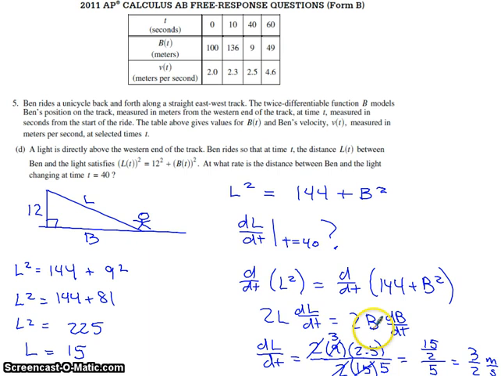So I knew that at 40, B was equal to 9, so I put 9 in place of B. I knew that dB/dt, the derivative of position, is just velocity, and at 40 the velocity was 2.5. I knew that at 40 I needed to have a value of L, and I already knew what the value of B was at 40. B was 9, so I went ahead and used my Pythagorean theorem over here to figure out what L was when the light post was 12 meters tall and B was 9 meters, and that ended up giving me 15 for L. So I put 15 in place of L. I divided both sides by 2 times 15, simplified a little bit, and ended up with 3/2 meters per second.